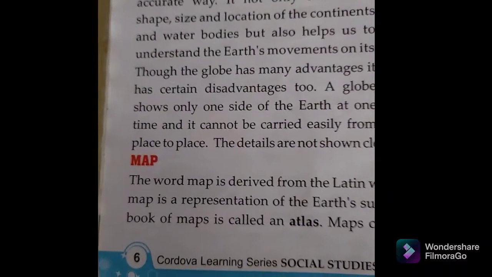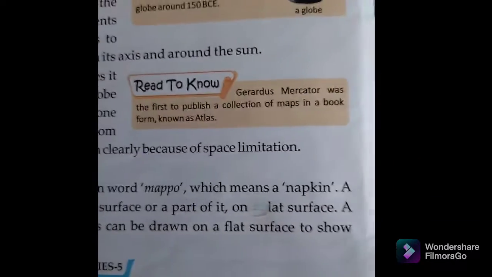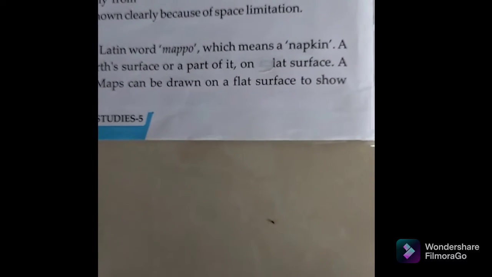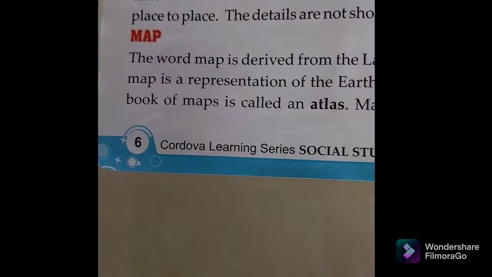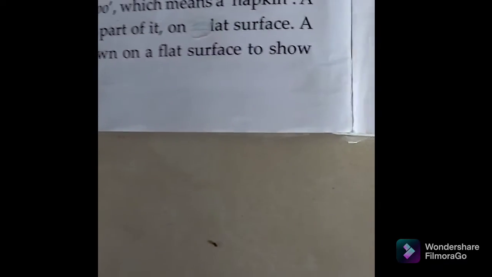Map. The word map is derived from the Latin word mappa, which means a napkin. A map is a representation of the earth's surface or a part of it on a flat surface.